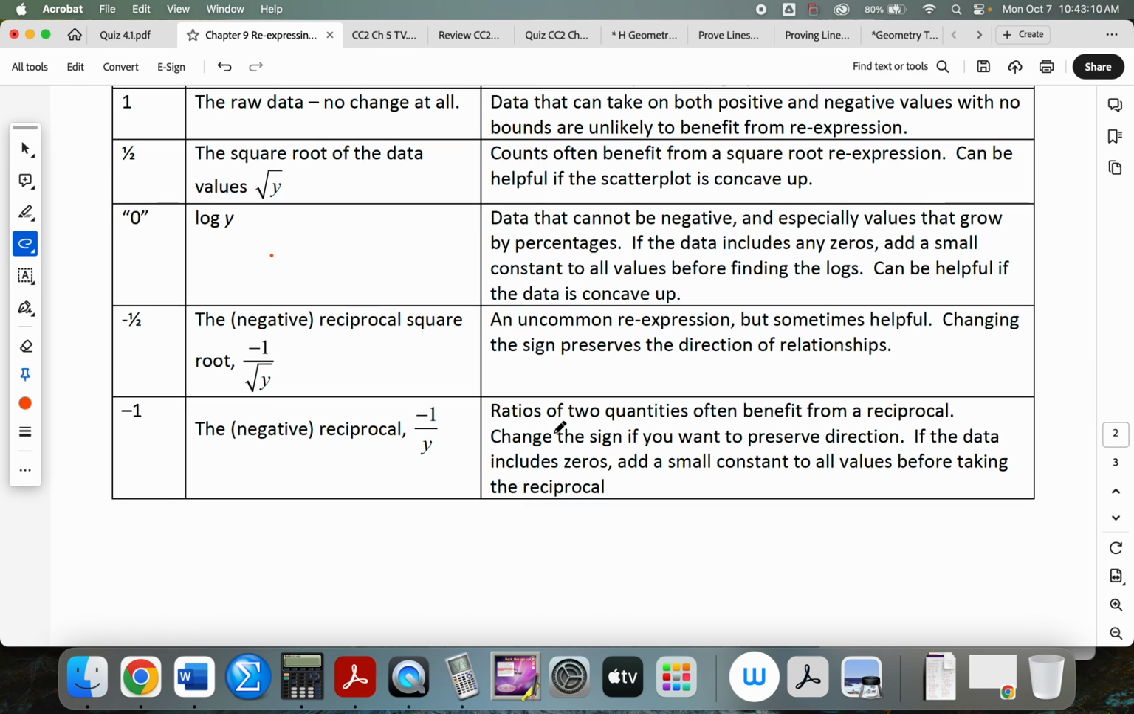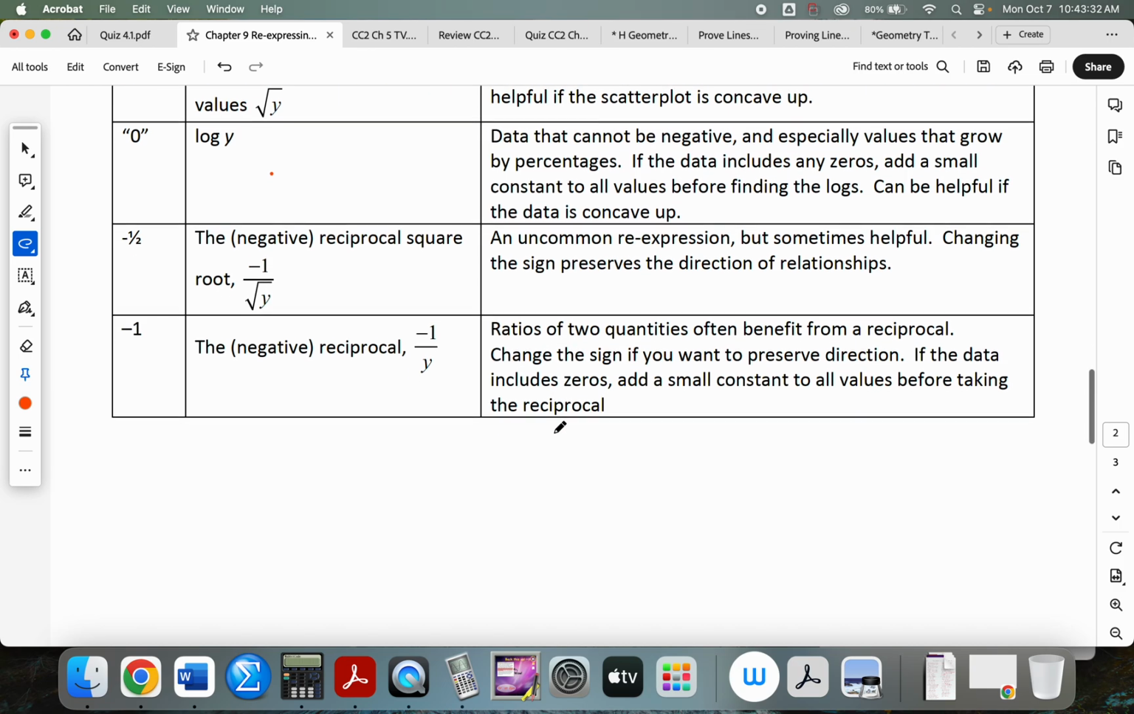All in all, we re-express data to make it more linear, to make it more normal, so we can read it better, so that you can use something that we already know to be able to analyze, make predictions, all that kind of stuff.